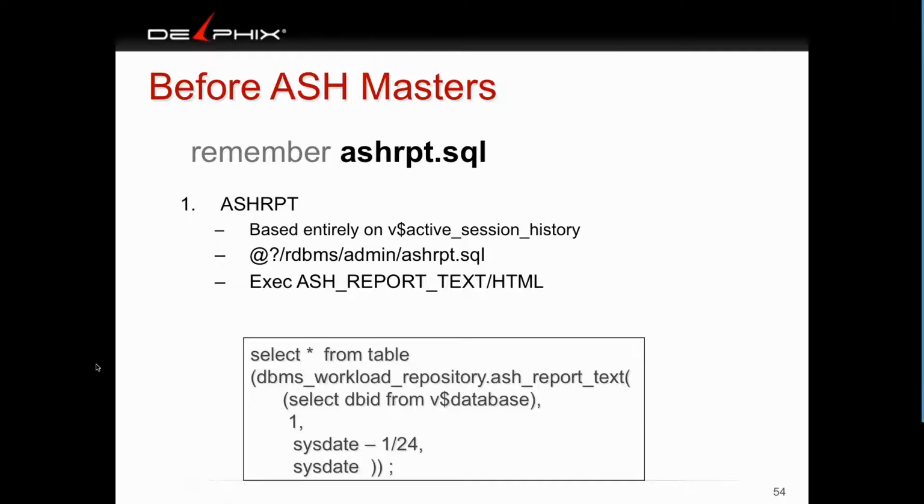So select star from this function DBMS workload repository ASH report text. I give it the DB ID of my database, my instance number, and the start and finish time. And it will run a set of 16 different queries on ASH. So I always have access to some queries on ASH already in the database.